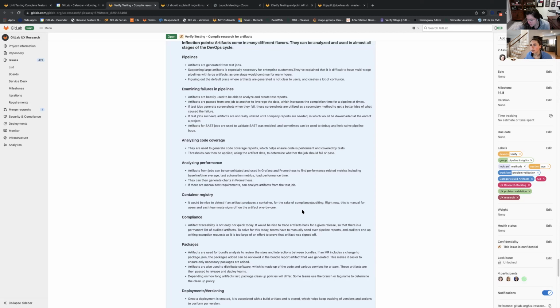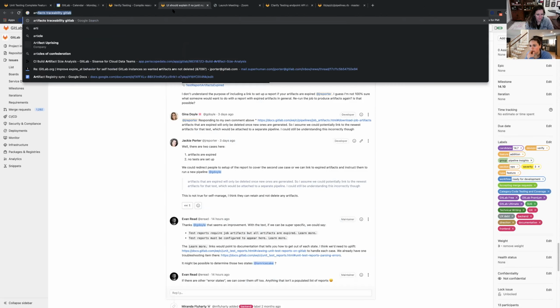This also brings me back to the fact that we have a feature flag, the view of all of your artifacts, under a feature flag right now. Yeah. And I think something like that would be useful, honestly, for a lot of the things that came up in this research, just being able to see all the artifacts at once.